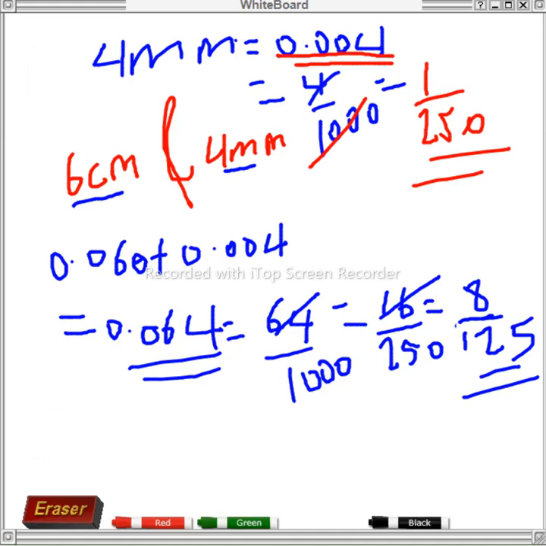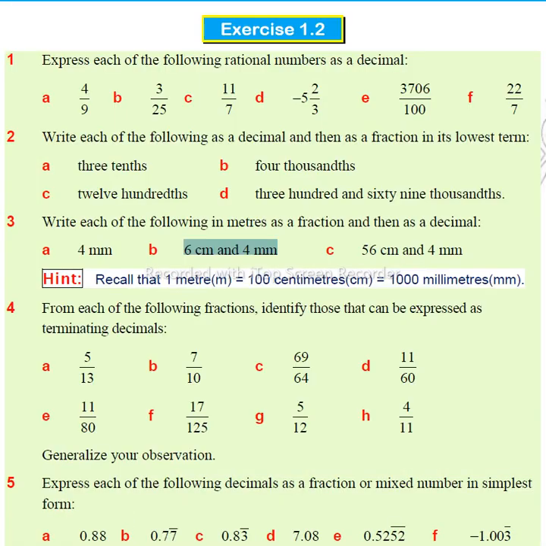So this is all about it. We will continue to do these questions. C is the same as B. So we will jump to question number 4.